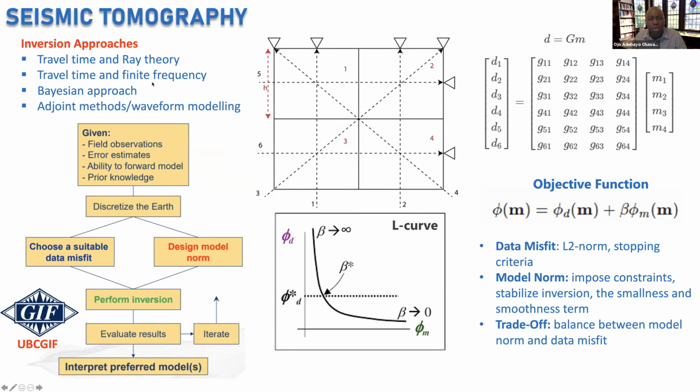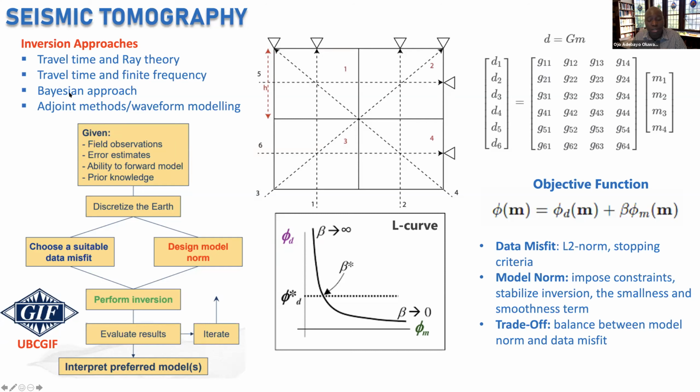And also there's this approach where you could decide to not do inversion itself, but do thousands of forward modeling runs. You are exhaustively searching the parameter space. And while you're doing that, you're using statistical methods to see which model is probable or not. And that's the Bayesian approach.